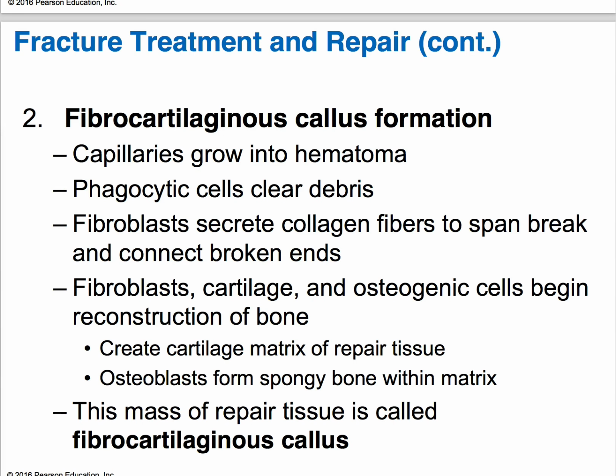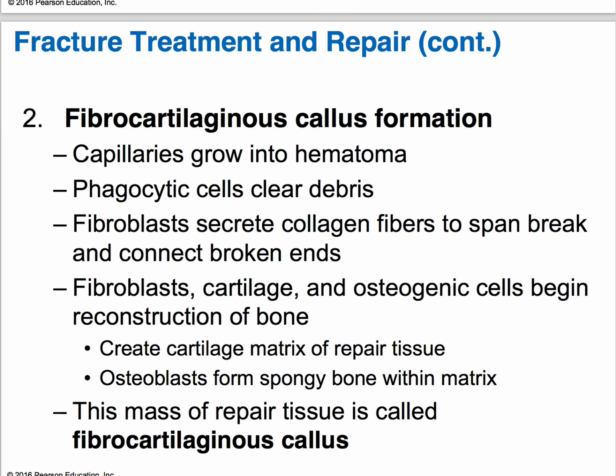So what happens next is that usually within a few days, a handful of events leads to the formation of soft granulation tissue that's called a callus or a soft callus. Capillaries grow into the hematoma, and phagocytic cells invade the area and start the cleaning up process. They start getting rid of all the debris that's there. At the same time, you get fibroblasts and osteoblasts that come into the fracture site.